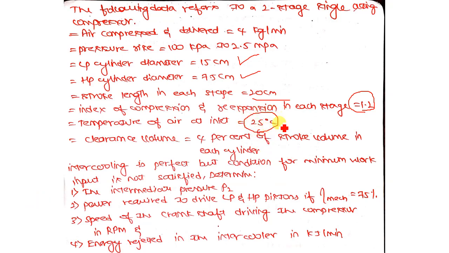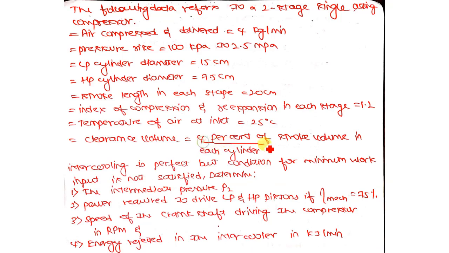Now clearance volume is equal to 4% of the stroke volume in each cylinder. So he has given the clearance ratio. So clearance ratio, what is it? C is equal to Vc by Vs. That is, clearance ratio is equal to the clearance volume divided by swept volume. That is what he has given in terms of the wording. So clearance volume is equal to 4% of the stroke volume in each cylinder.